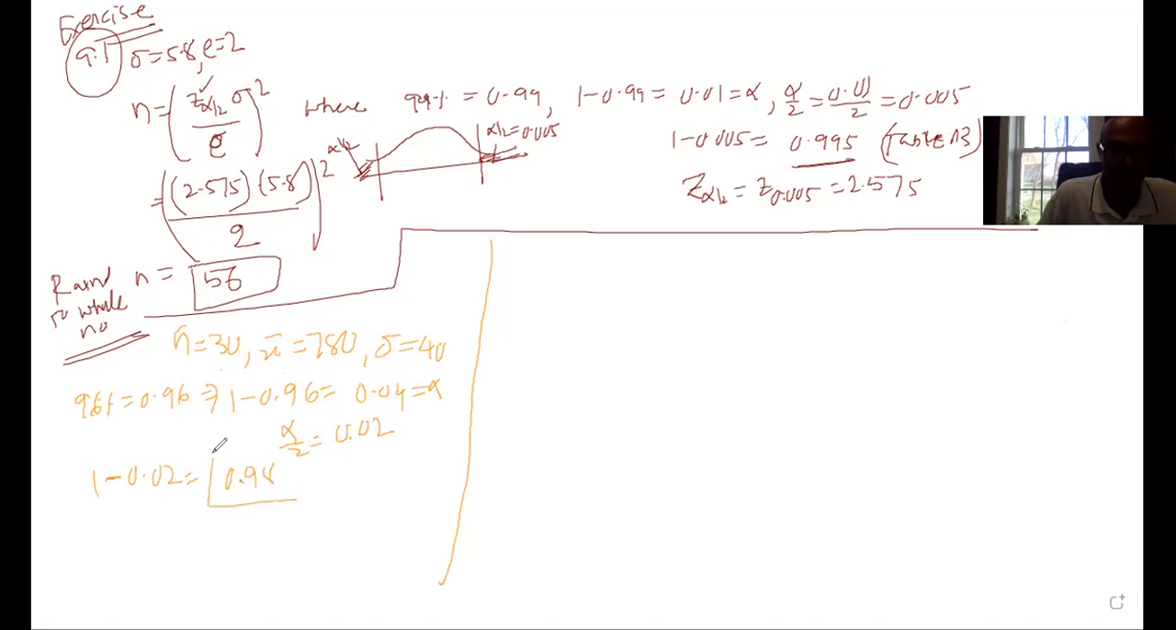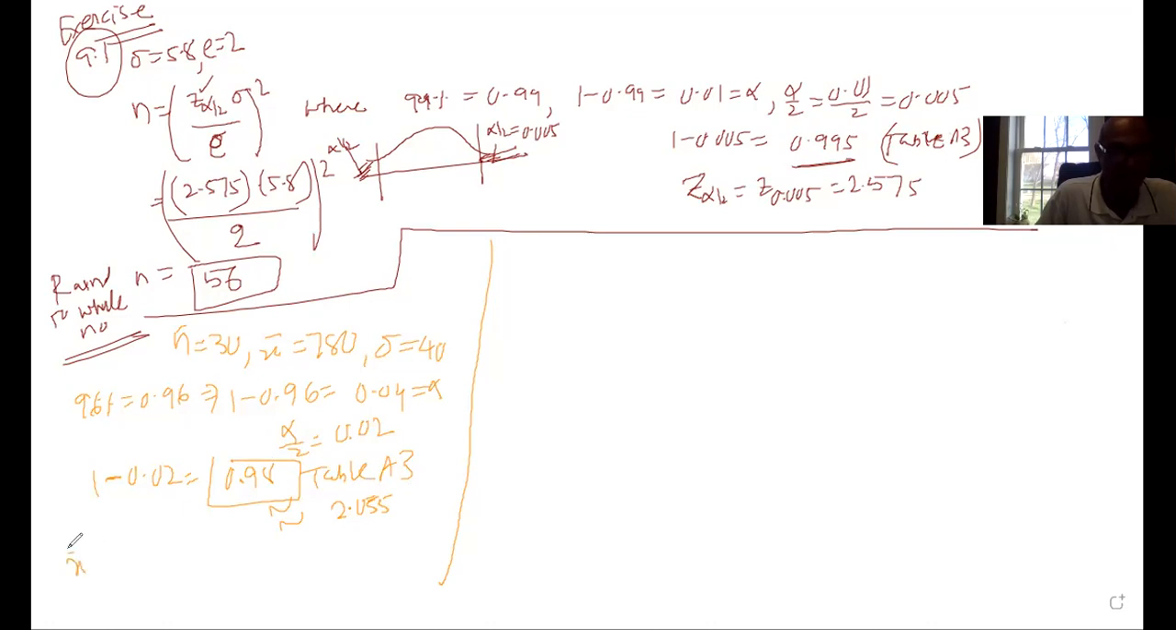If you find this 0.98 in your table A3, this value you can find in the table, and that corresponds to 2.05, between 2.05 and 2.06, whatever you want to say. So Z alpha by 2 is about 2.05.